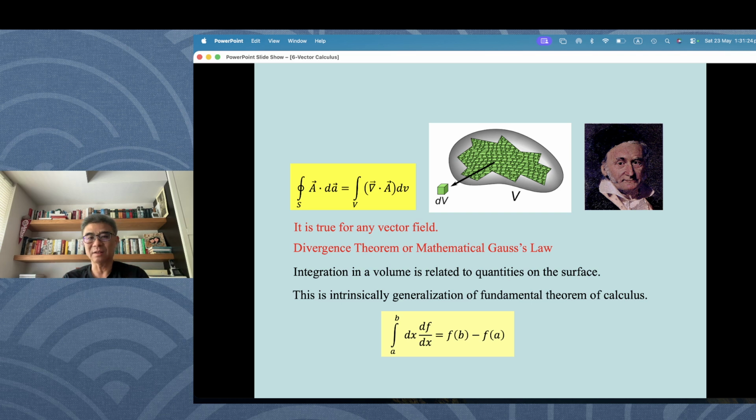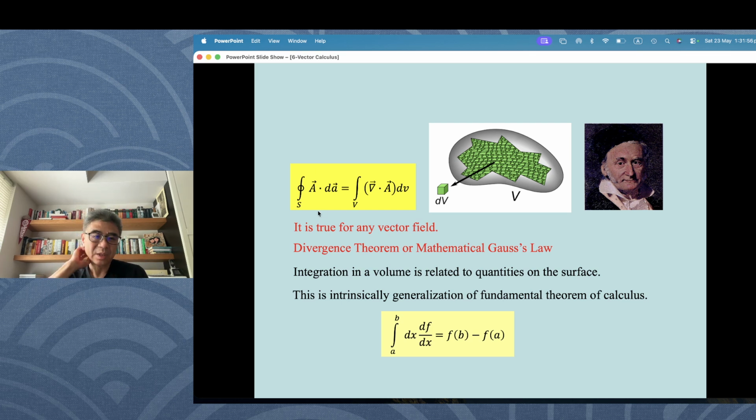Usually we'll think that the inside and outside are two separate areas. However, this theorem tells you that if the quantity A has some good behavior, for example, it is continuous and differentiable, then the inside and outside are not totally unrelated. It is related in this way: the integration in the inside is related to the surface integral on the outside.